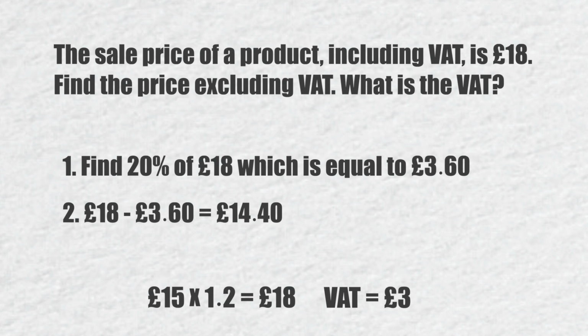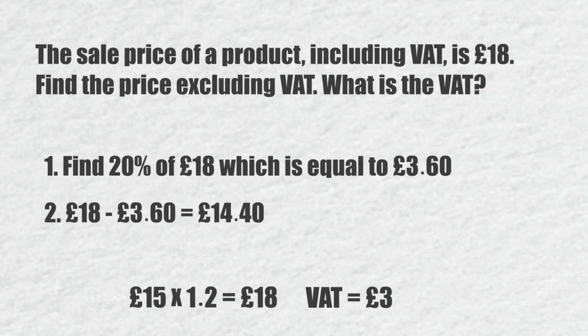Do you see the problem with the calculation here? We know, having looked at this problem earlier, the original price excluding VAT should be £15, not £14.40. So what went wrong? Well, what the students have done is calculate 20% of £18, not 20% of £15. But how can we calculate the VAT on a product if we don't know the price of the product in the first place?